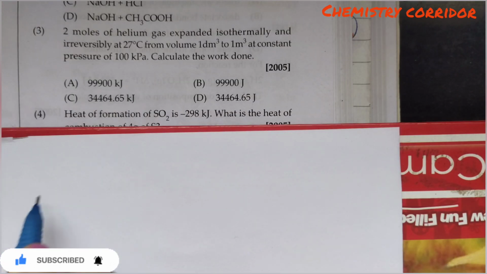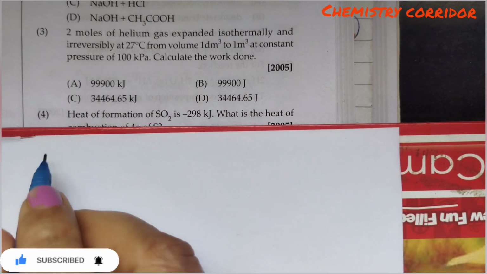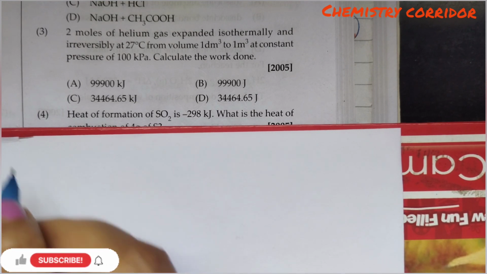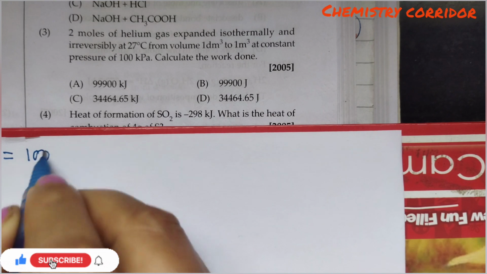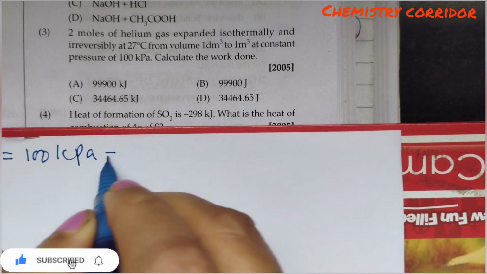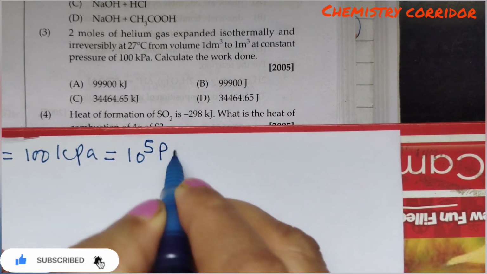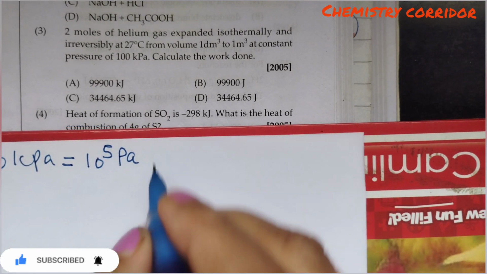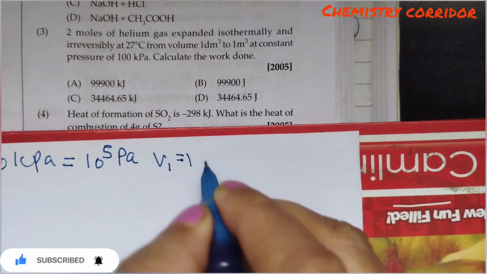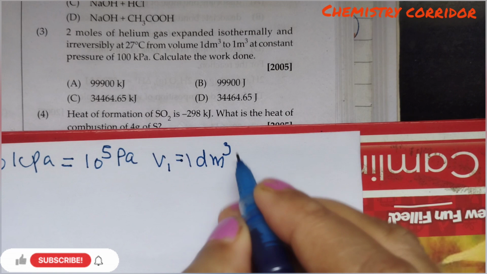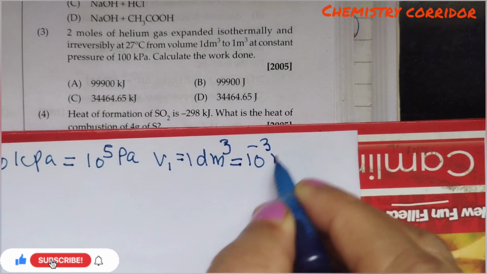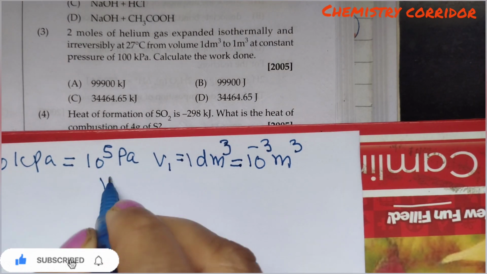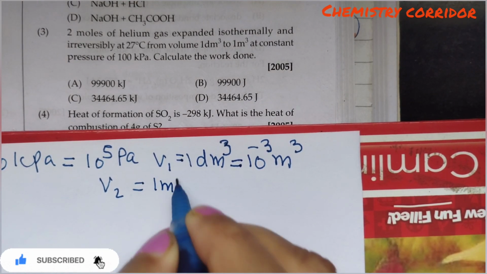In this question, they are asking you to calculate the work done. So let us first write down what all things are given. Here the pressure is given, which is 100 kilopascal, what I can write as 10 raised to 5 Pascal. Second, V1 is given. V1 is 1 dm cube. I have to convert this to cubic meter, so that is equal to 10 raised to minus 3 cubic meter. And V2 is given as 1 cubic meter.